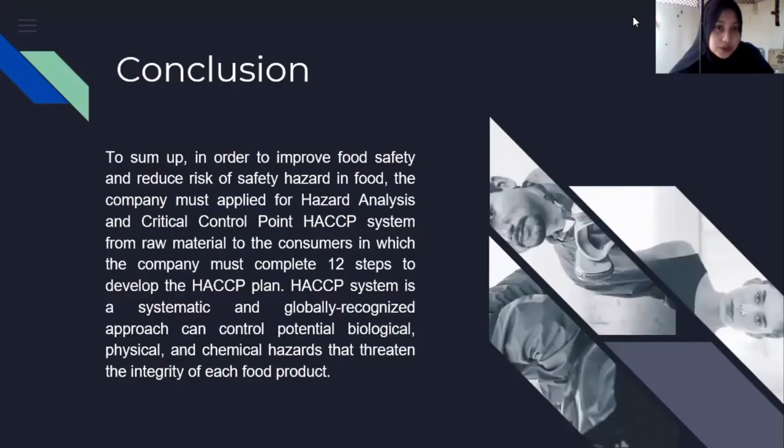To sum up, in order to improve food safety and reduce the risk of safety hazards in food, the company must apply the hazard analysis and critical control point system, from the raw material, from the farm to the consumers, in which the company must develop 12 steps of the HACCP plan. The HACCP system is a systematic and globally recognized approach that can control the potential biological, physical, and chemical hazards that threaten the integrity of each food product and make the food safe to be consumed by the consumers.